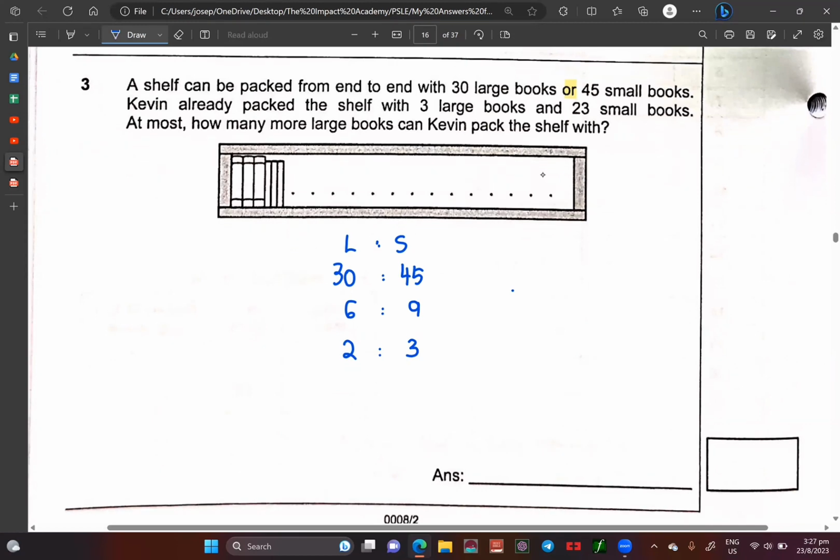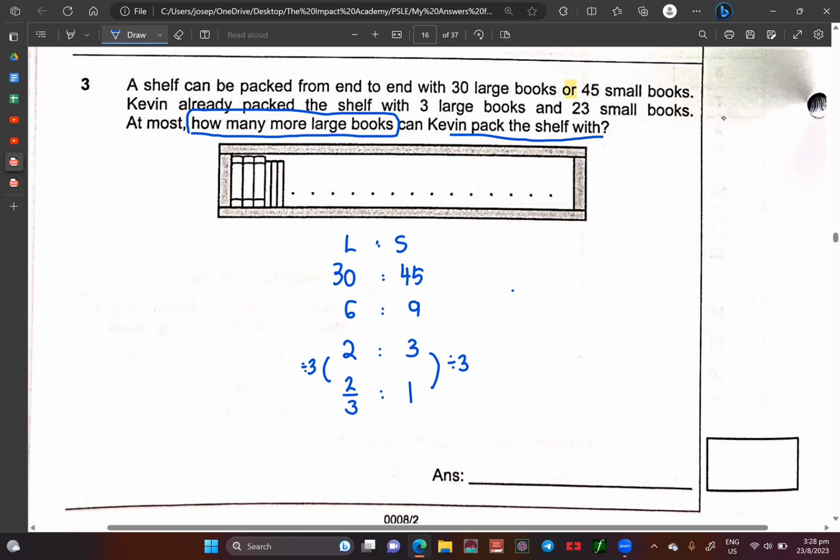What I want to do is change everything into large. The reason is simply because the question is asking how many more large books can Kevin pack. So you either look at all small or all large. Now, I'm going to reduce this. I'm going to divide by 3 over here and I get 1, and divide by 3 over here and I'll get 2/3. So what does that mean? It means that for every one small book, I will be able to get 2/3 of the large books.